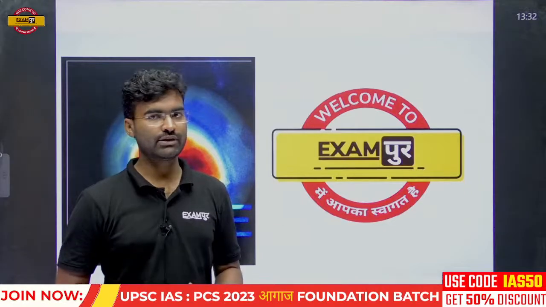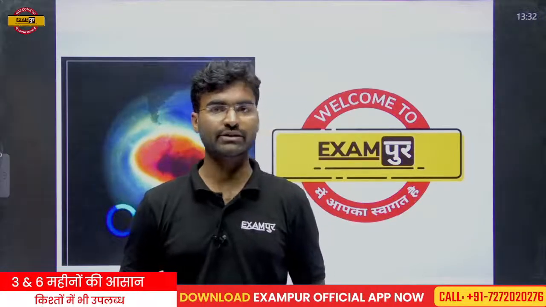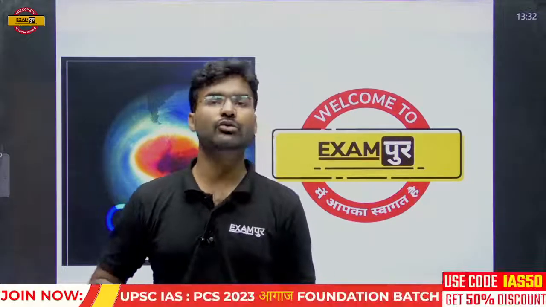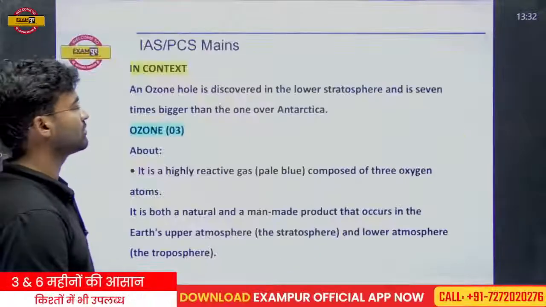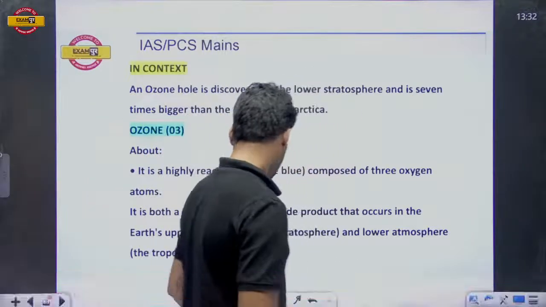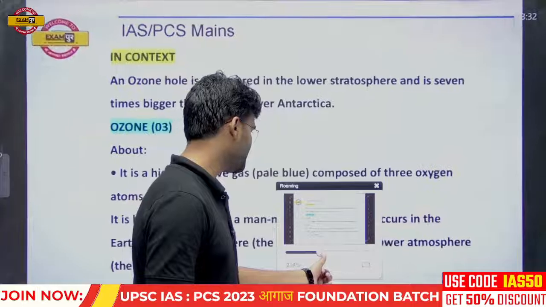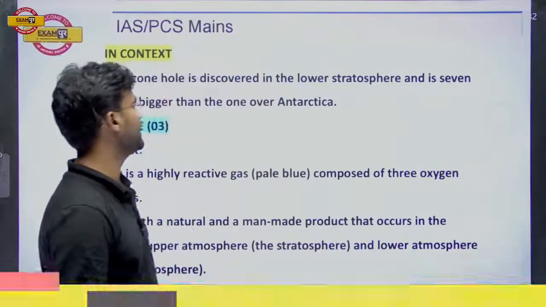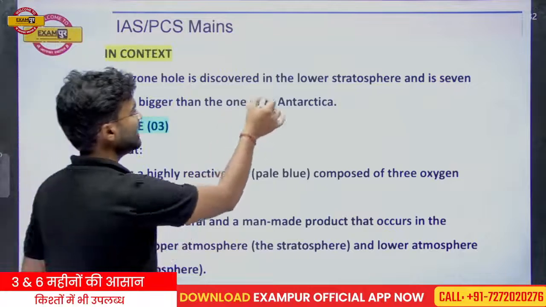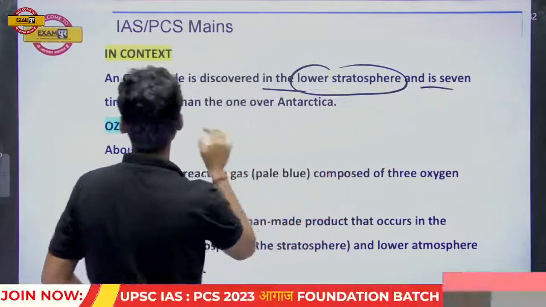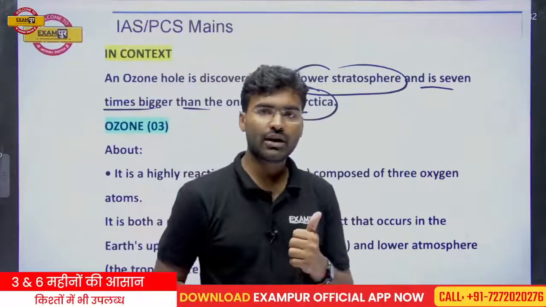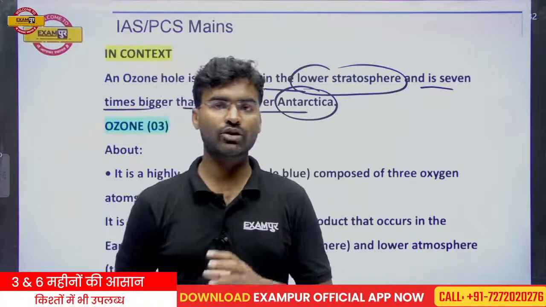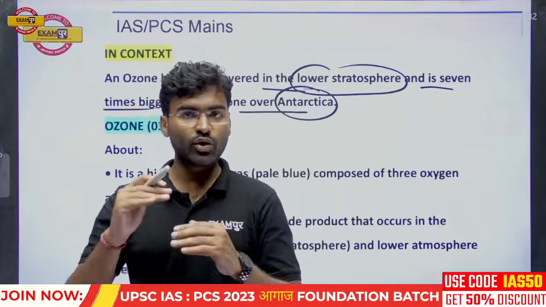What factors are responsible for the formation of this ozone hole, and why is this ozone hole created over the tropics region? The previous ozone hole was developed over the Antarctica. Okay, so we should take a look at these ozone related issues. The context of today's session is that the ozone hole is discovered in the lower stratosphere, and it is 7 times bigger than the ozone hole over the Antarctica. This ozone hole is discovered over the tropical region in the lower stratosphere.